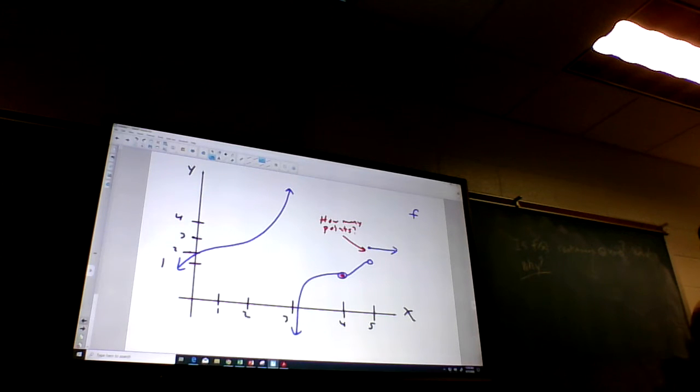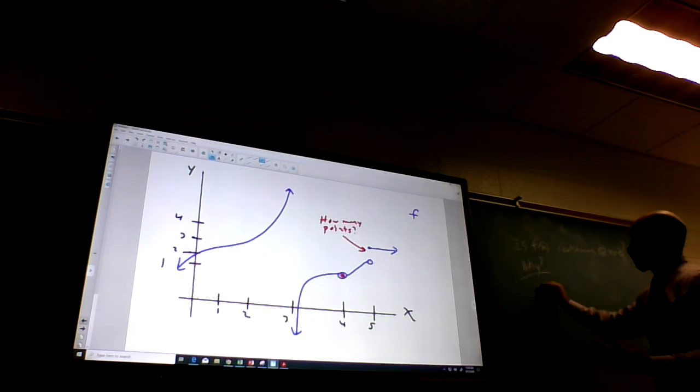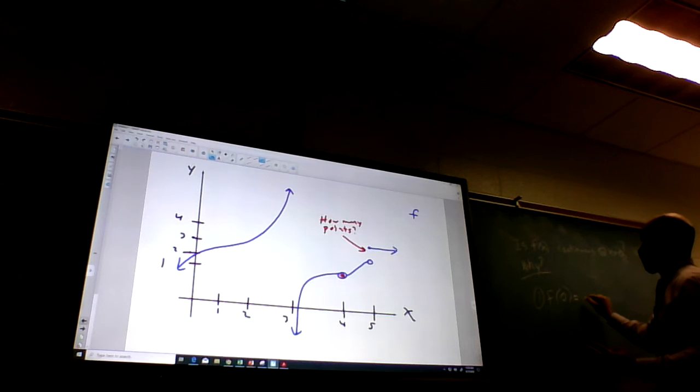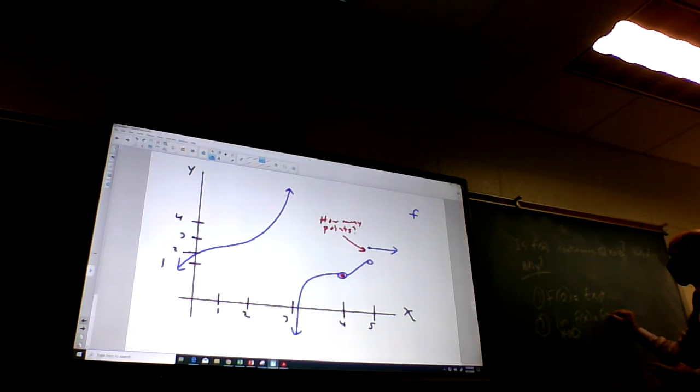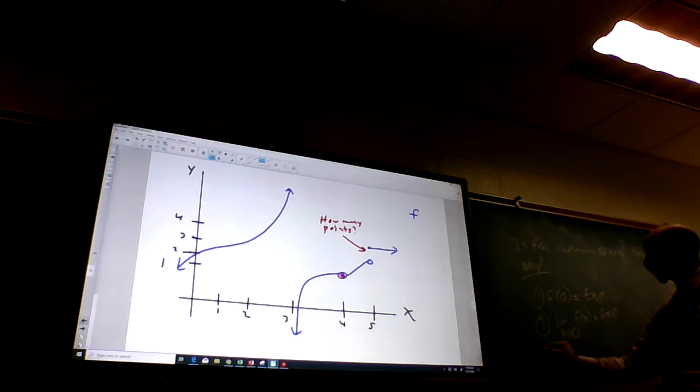Section 1.4, it's the fourth slide, just to let you know. You have to state 3 things. What are they? Number 1, we need to figure out what f of 0 is, and it has to exist. Number 2, the limit as x approaches c of f of x exists. So actually it'd be 0 in this case. Exists. And number 3, the limit as x approaches 0 of f of x equals f of 0. Correct.